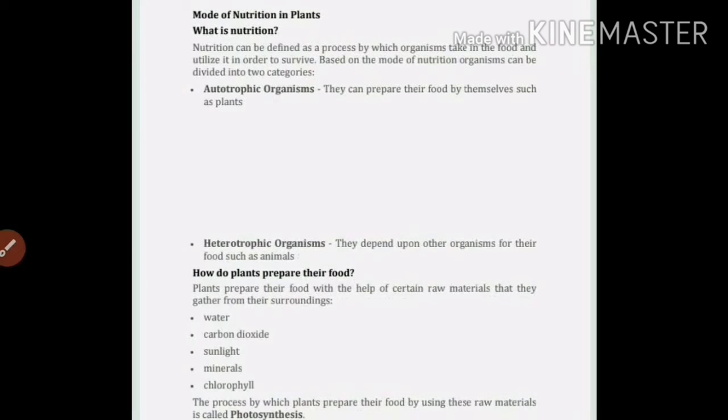So the next, how do plants prepare the food? Yes, we all know the plant prepares its own food. But how do they prepare it? Plants prepare their food with the help of certain raw materials that they gather from their surroundings, like water, carbon dioxide, sunlight, minerals, chlorophyll. The process by which plants prepare their food by using these raw materials is called photosynthesis. Yes, as I discussed earlier, the process by which the plants make the food is known as photosynthesis. So let's make it easier by seeing a picture.